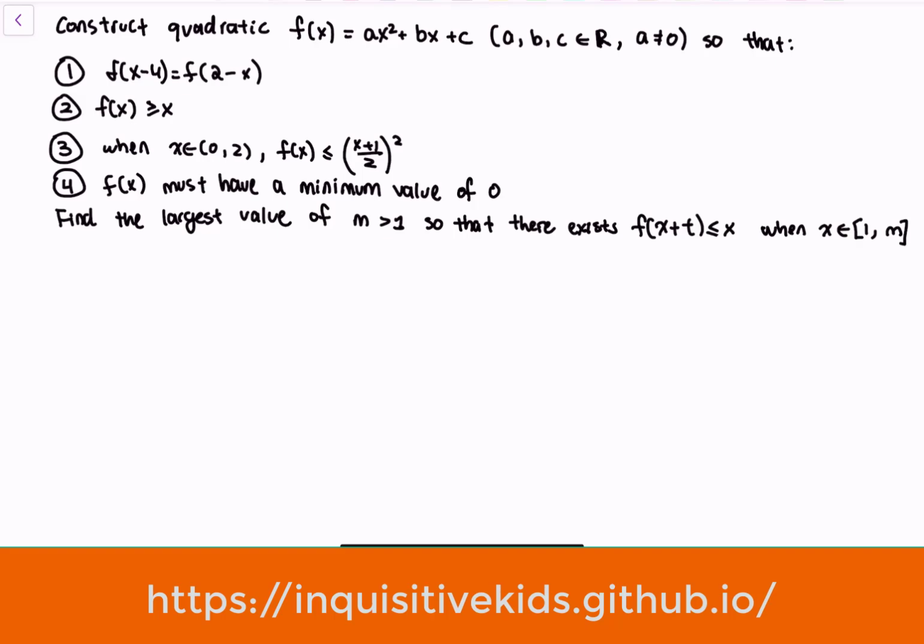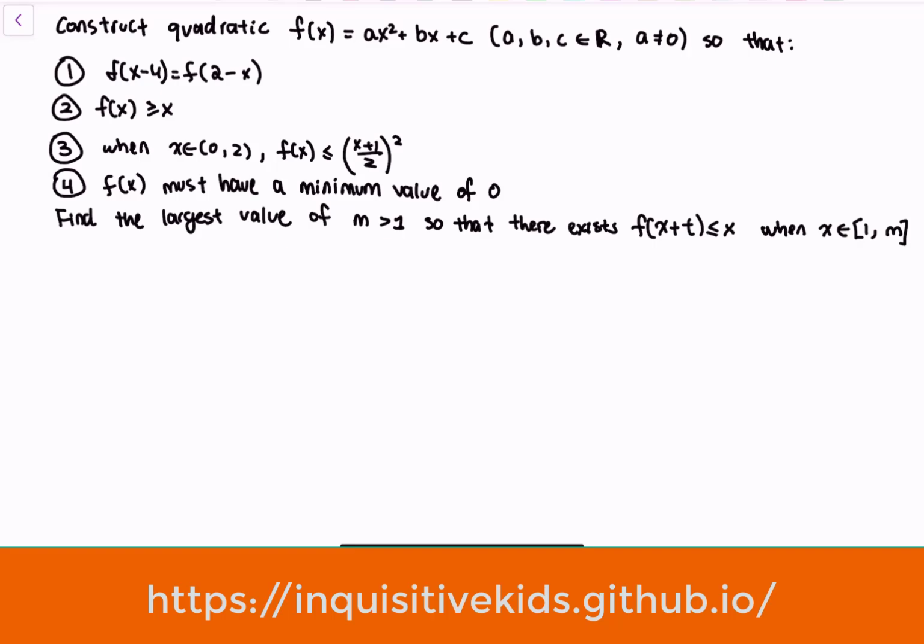Here is our next problem. Let's construct a quadratic function so that f of x minus 4 is equal to f of 2 minus x, and that f of x is greater than or equal to x, and when x is on the interval from 0 to 2 non-inclusive, f of x is less than or equal to the square of (x plus 1) over 2. And f of x must have a minimum value of 0.